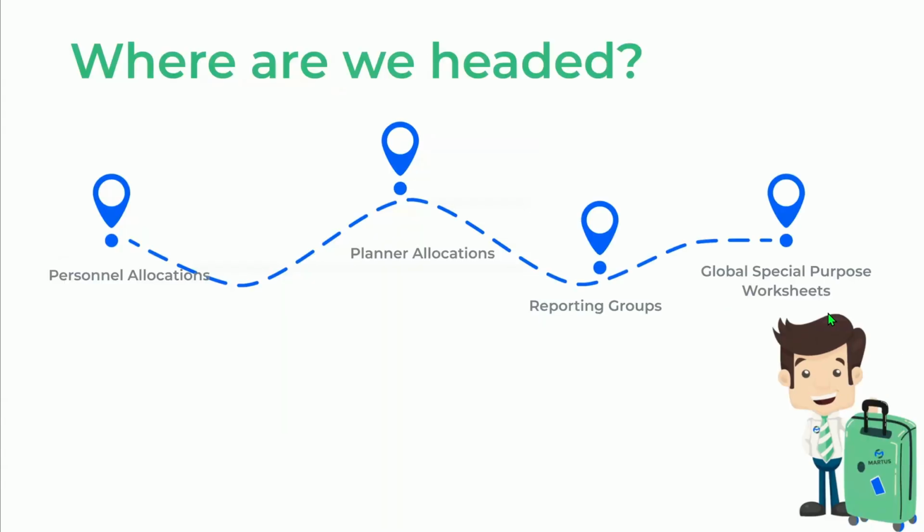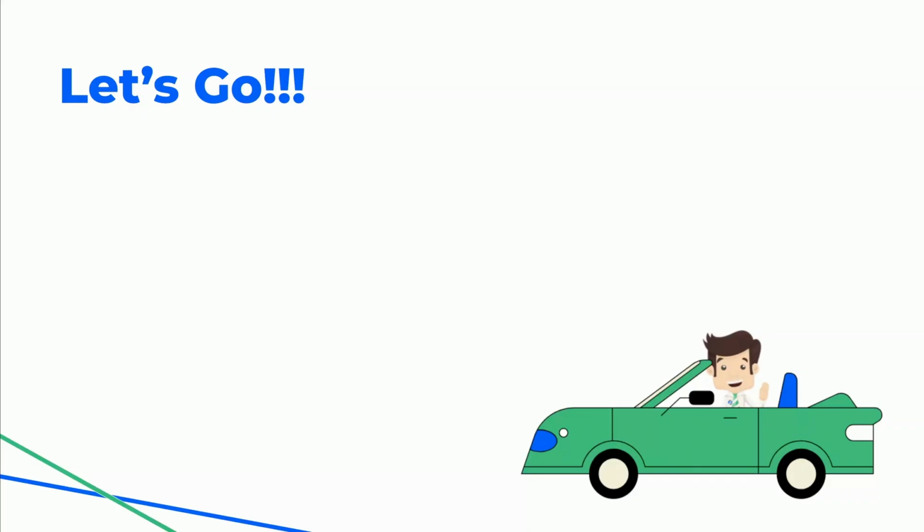Let's talk a little bit about where we're going today. We're going to talk about personnel allocations. Anytime we're allocating personnel dollars, that's usually where we want to do that from. Then we'll talk about our planner allocations, where we can create a planner budget ahead of time and allocate an entire worksheet's worth of dollars. Then we'll talk about reporting groups and global special purpose worksheets, which are other ways to allocate non-personnel dollars across the organization. So let's jump in here to Martus and talk all about our allocations.